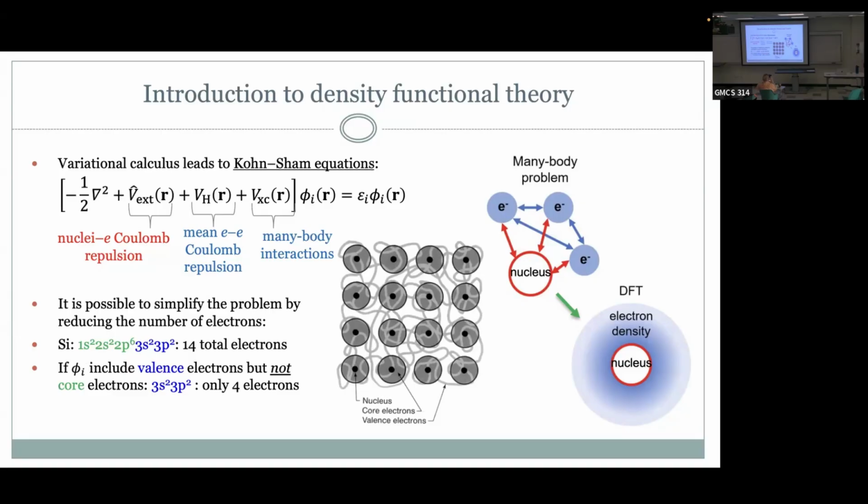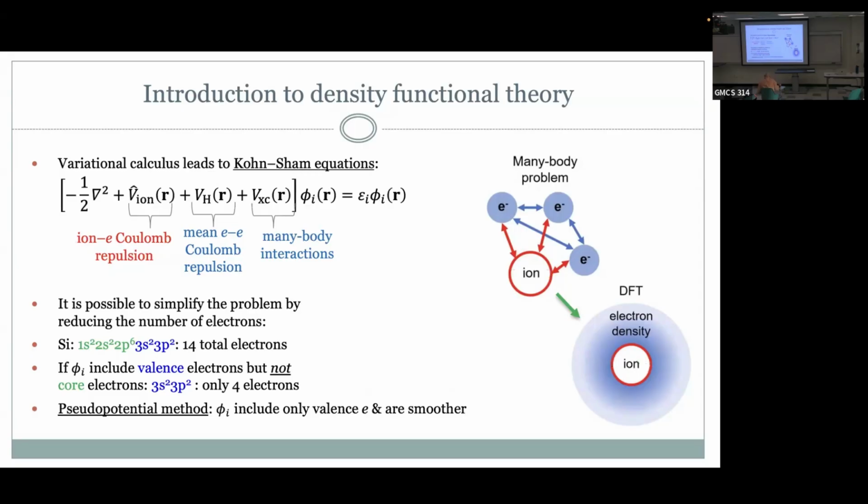And instead of solving for our wave functions with the same level of precision everywhere, we solve within the space between the ions. So we assign a certain radius to each ion, and we only solve for the space between ions, and within the ions we assign a simpler solution. So this is called the pseudopotential approach. So rather than nuclei, we have ions, we have fewer electrons, and we have the electron density.